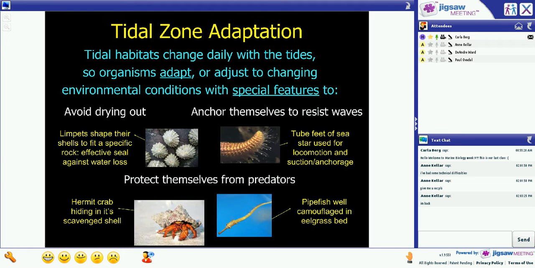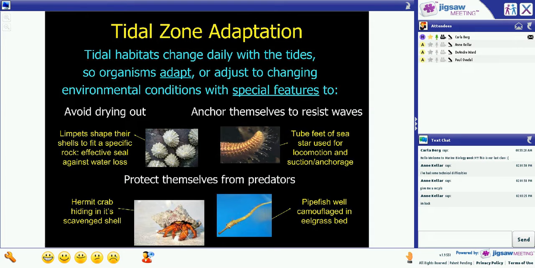We have starfish or sea stars. And sea stars, if you look at the picture on the top right here, you can see what look like little hairs reaching out of the sea star's arm. Well, those aren't hairs, those are tube feet. The tube feet are used to move or to walk around the ocean floor, the rock, the beach, or to suction themselves to a rock so they stay still, so they don't get washed away by a wave.